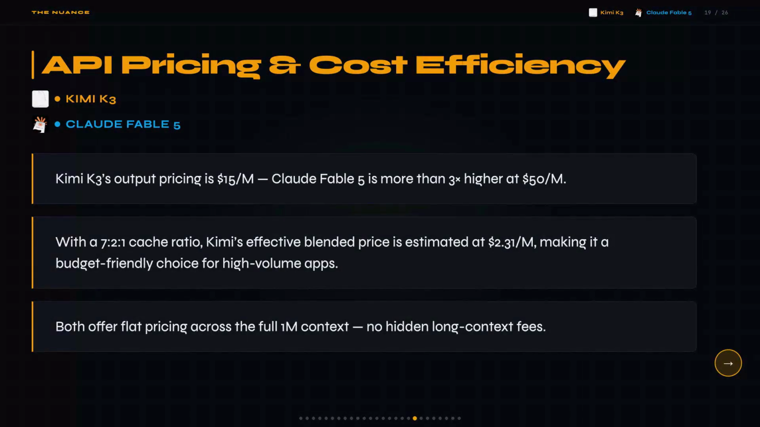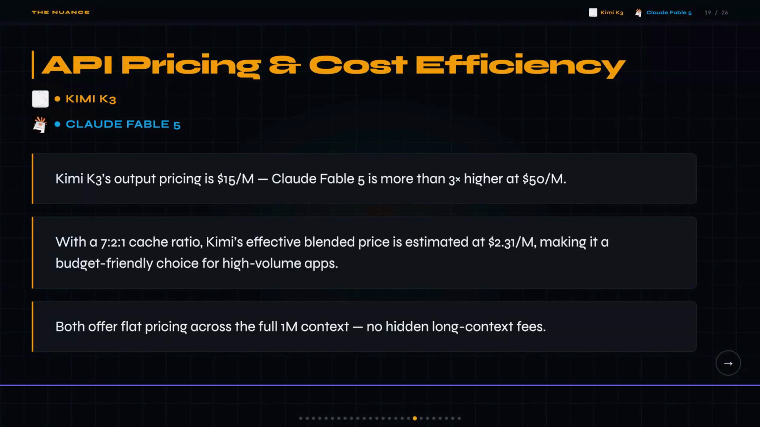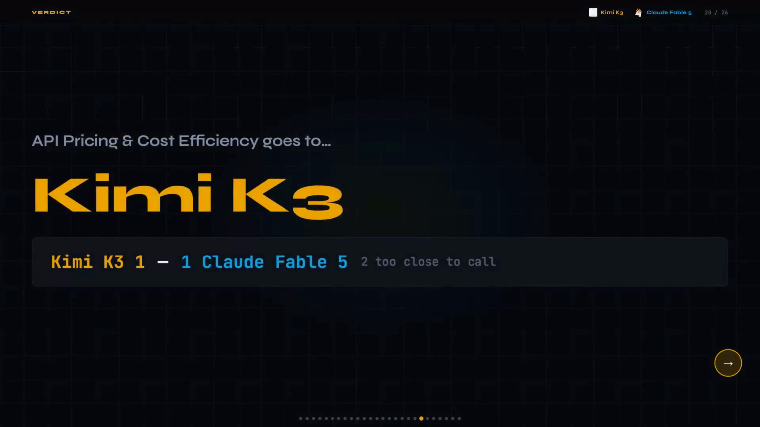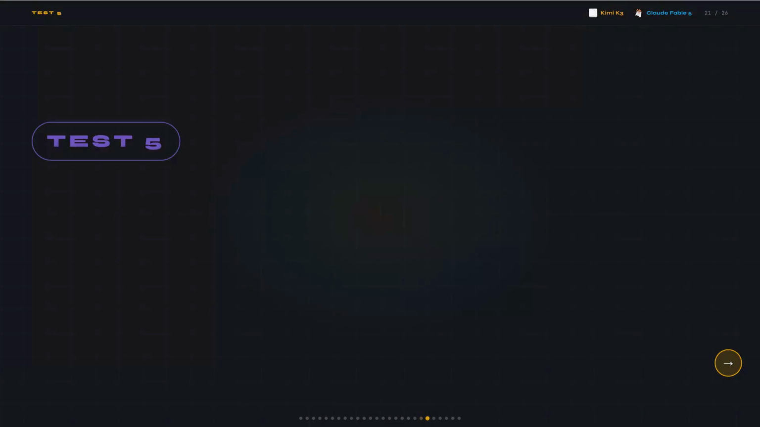Now, cheaper per token doesn't always mean cheaper total. If Fable 5 gives you better output quality and you need fewer retries or less post-editing, the real cost gap could shrink. Claude's blended effective price isn't published either, so that's an unknown. Take the raw token prices as a ceiling, not a final answer. Kimi K3 takes pricing, $3 versus 10 on input, 15 versus 50 on output. I honestly didn't expect the gap to be quite this clean, but the math is the math. That ties the scoreboard up at 1 win each, with 2 tests still sitting as ties.